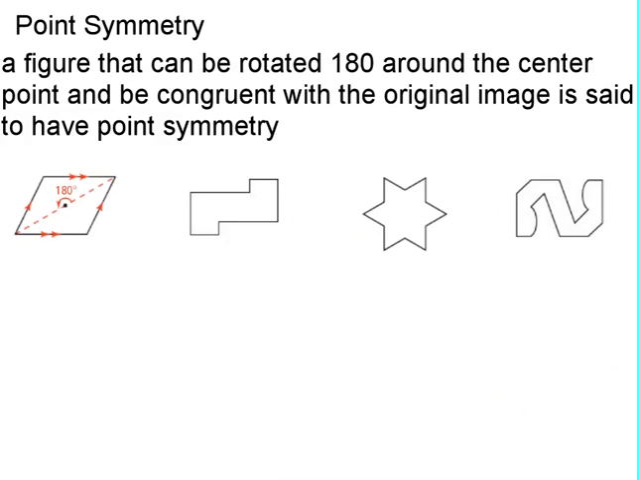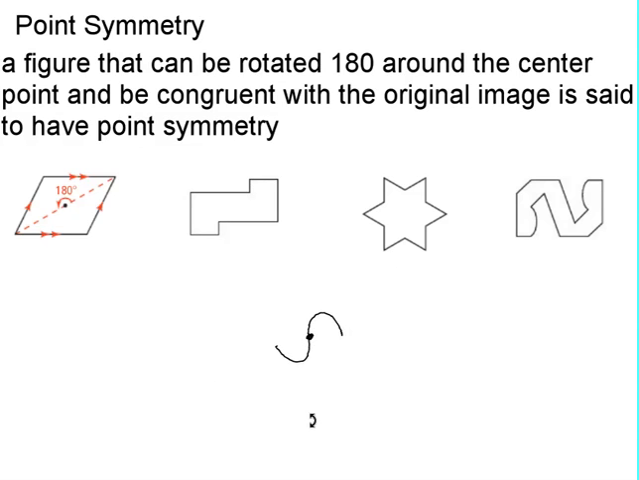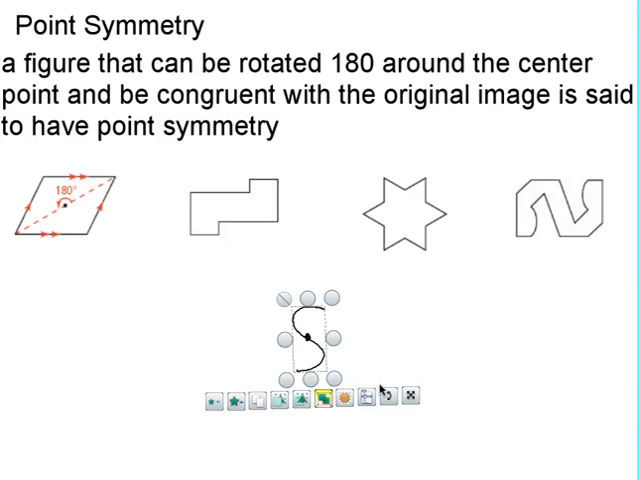Next thing we're talking about is point symmetry. If something has point symmetry, you'll be able to rotate it around 180 degrees and it's still going to look exactly the same. So if you need to, you can literally draw the picture and turn your paper around. Just try to flip it. If it looks the same, then it's going to have point symmetry. Okay, so when we drew the letter S and we flip it around, it still looks exactly the same. So does that have point symmetry? Yes.